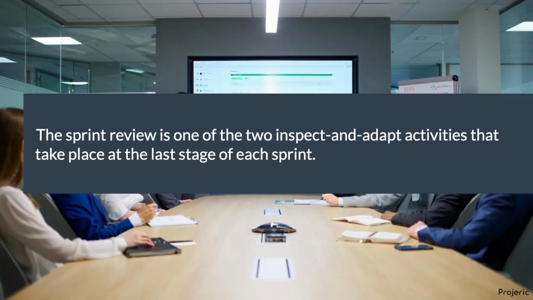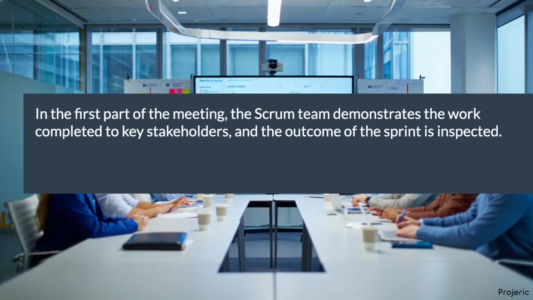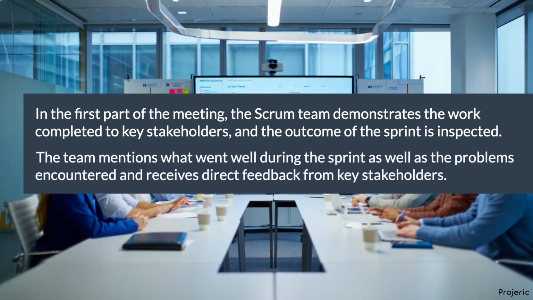The sprint review is one of two inspect and adapt activities that take place at the last stage of each sprint. In the first part of the meeting, the Scrum team demonstrates the work completed to key stakeholders, and the outcome of the sprint is inspected. Note that if a product backlog item was started but not completed in the sprint, it is not demonstrated in the sprint review. The team mentions what went well during the sprint, as well as the problems encountered, and receives direct feedback from key stakeholders.